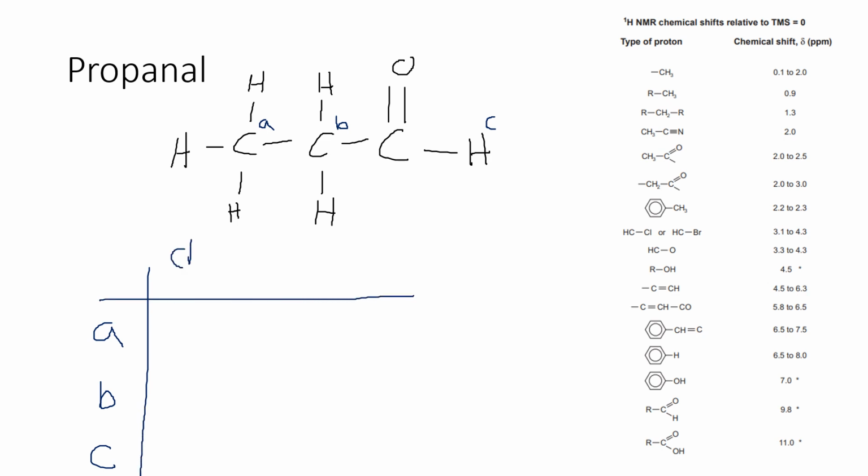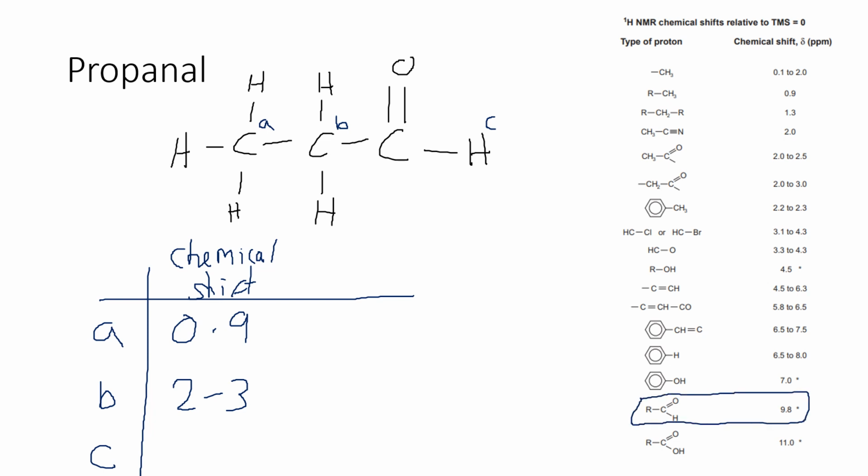Chemical shift to start off with. Well, for A, it's this CH3 group next to an R, so once again that would be about 0.9. For B, it's the CH2 group next to a C double bond O, so that could be anywhere between 2 and 3. C is an aldehyde group, which is this one down here, which the data sheet says is about 9.8, but it does vary. So that's the chemical shift.